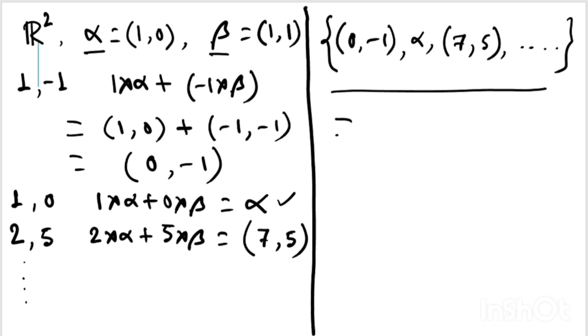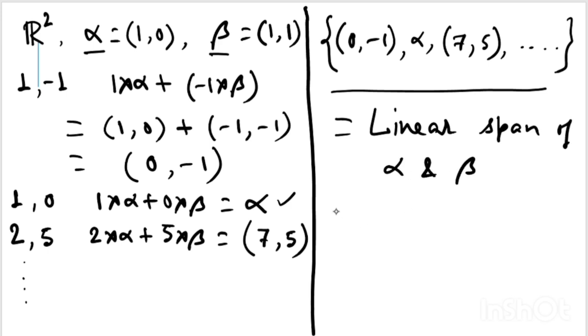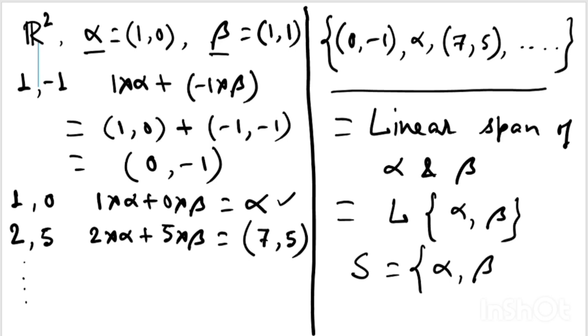So this set is called the linear span of alpha and beta, and this we denote as L of alpha comma beta. Since alpha and beta का combination से मुझे ये set मिला है, इसीलिए second bracket alpha beta and L denotes linear span. Now if we name this alpha and beta set as S, so this S set is called the generating set or the spanning set.